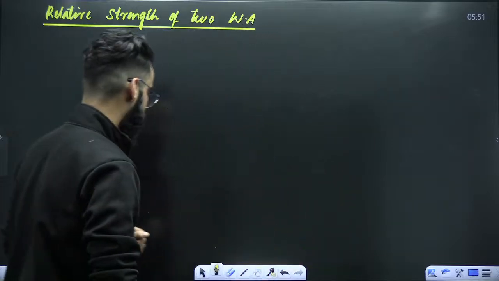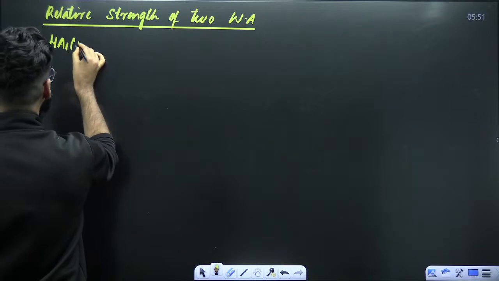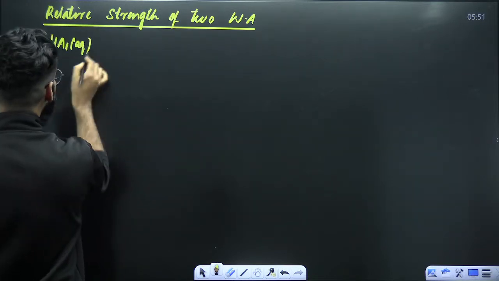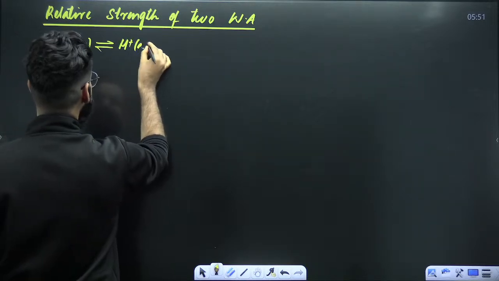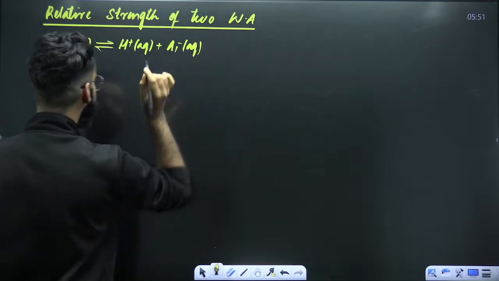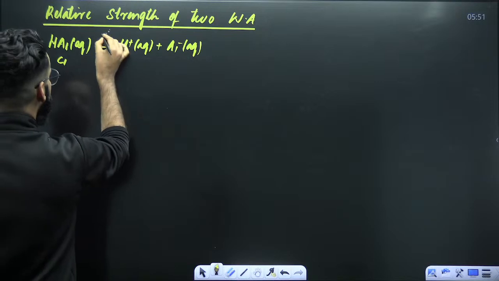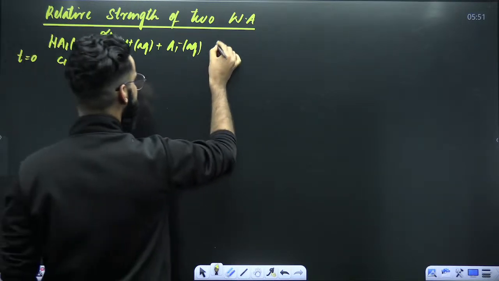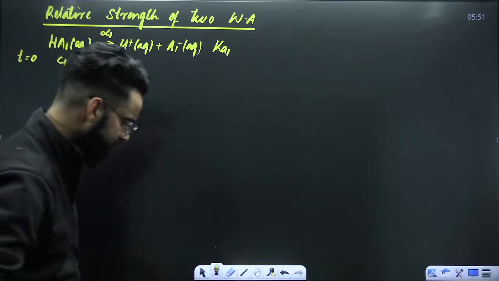Try to understand one thing. For example, I have got a weak acid HA1 present in the container. So this weak acid HA1 in the container, it's going to remain in equilibrium with its ions. Its ions are H positive aqueous plus A1 negative aqueous, right? I'm assuming that initially concentration of this weak acid is C1, degree of dissociation is alpha 1, and its dissociation constant is Ka1. These are the things which I'm assuming, right?